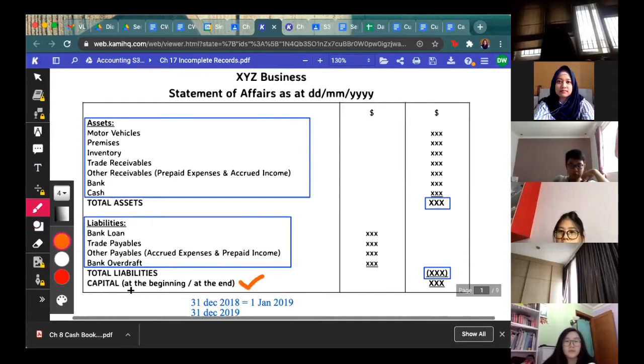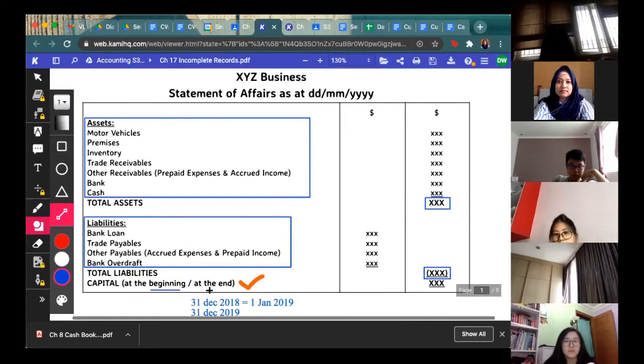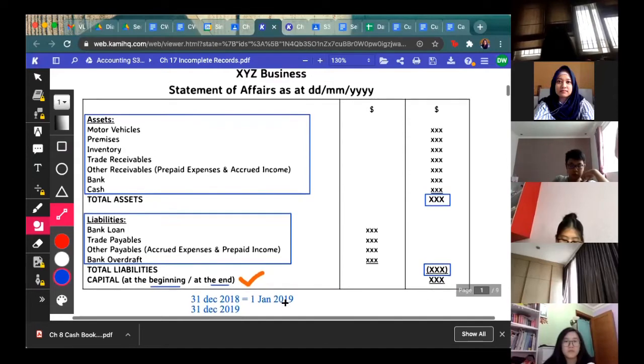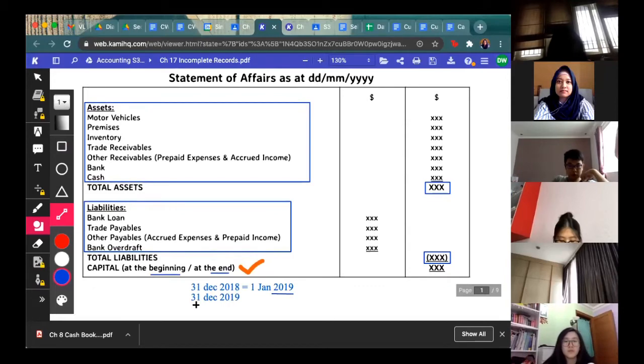Now, the capital can be at the beginning or at the end. How are you going to differentiate between them? You have to use the information given in the question. If the information given in the question is at the date of 1 January 2019, it means you are calculating the beginning. If you are calculating using information from 31 December 2019, it means you are calculating capital at the end. Clear, yeah?